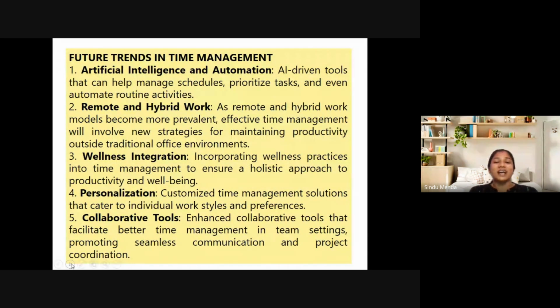So what are the future trends in time management for teachers? One is artificial intelligence, which everybody knows about. Then remote and hybrid work, that is online and offline. And at the same time, wellness integration, personalization, and collaborative tools. When you have collaborative tools, they facilitate better time management for teachers, students, and faculty members. You can easily communicate, promoting seamless communication and project coordination.